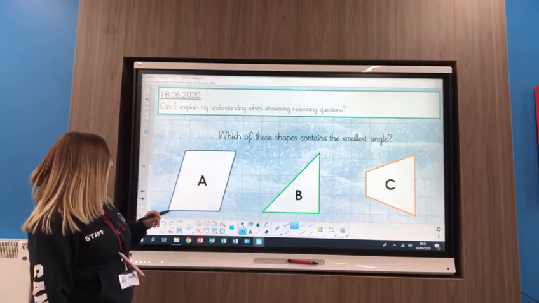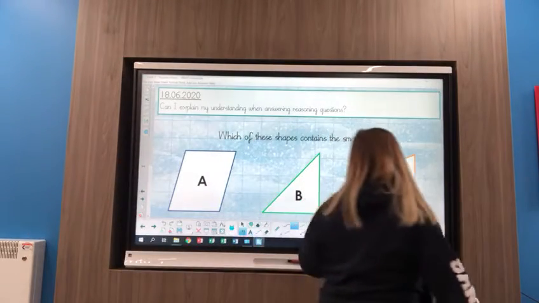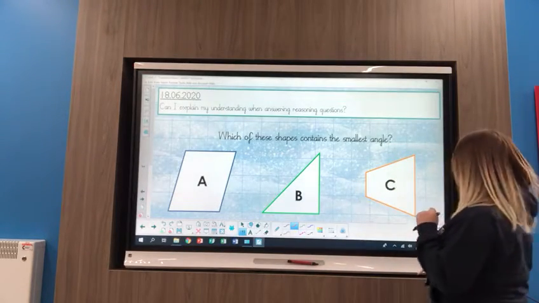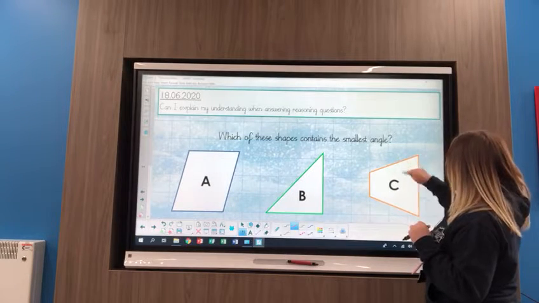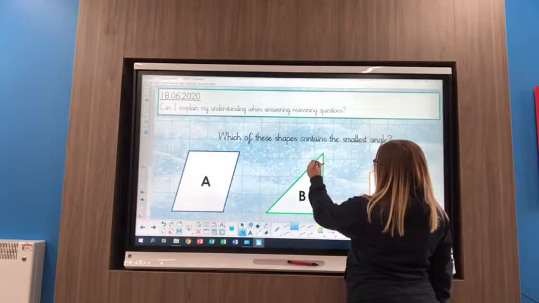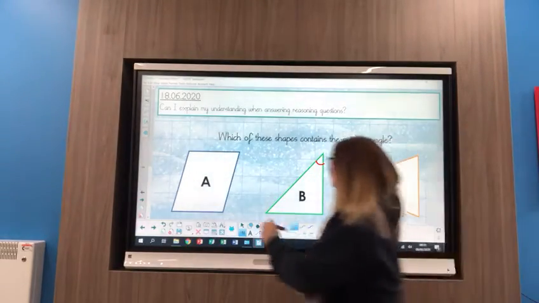So I'm looking really carefully. I think these ones are quite big. Let's have a look at my next shape. I know that one's a right angle, and I think we can find an acute angle in these shapes. Oh, that one's an obtuse angle. So I think our smallest angle is that one.